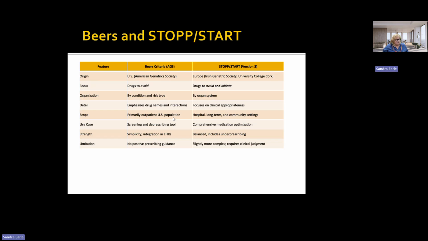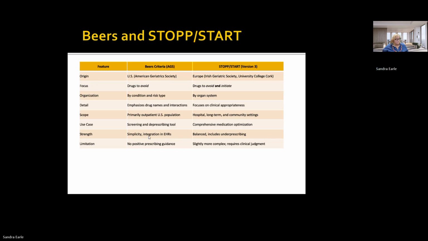Beers is usually used for outpatient US population, whereas STOPP/START is really for all, both hospital and long-term, as well as community settings. Beers criteria is best used for screening and trying to stop drugs in this population, whereas STOPP/START is a little more comprehensive on how to improve all medication, not just stopping, again, not just drugs to avoid, but a more comprehensive approach. The strength for Beers is it's straightforward, simplified, and a lot of EHRs have it integrated right into the system.